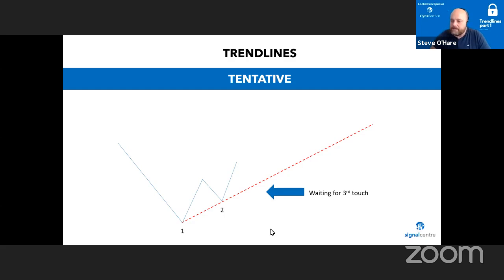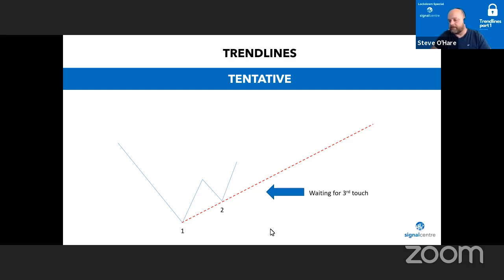So we see the price action moves lower, forms a swing low. We have a rally from here, and then a pullback. Now, once we get a reaction from here, we can then draw a tentative trend line. But to confirm it, we're waiting for the 3rd touch. As I've said before, the number 3 appears all over the place in technical analysis, and we use it for a whole host of different reasons.